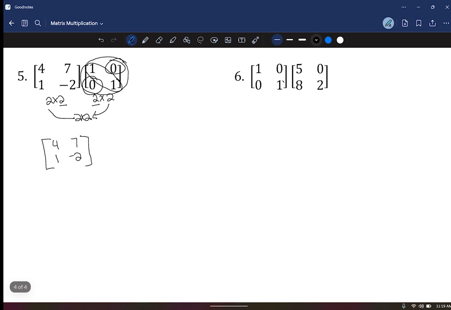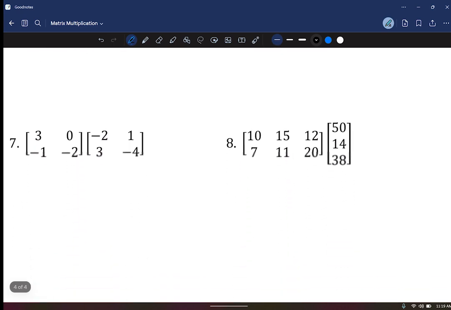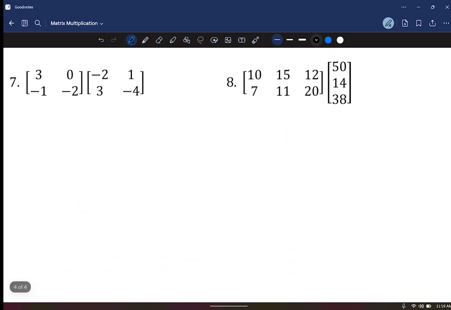So again, if you look on number 6, diagonal row of 1s, zeros for the other numbers. So I'm going to get 5, 0, 8, 2. You could sit there and multiply them out, but this is going to save you some time if you can identify those identity matrices. Number 7, we don't have one of those, but we do have a 2 by 2 and a 2 by 2. I can multiply them together, and that's going to give me a 2 by 2.